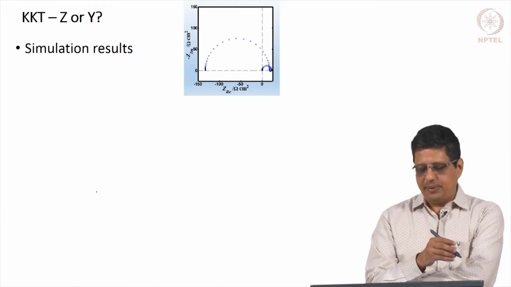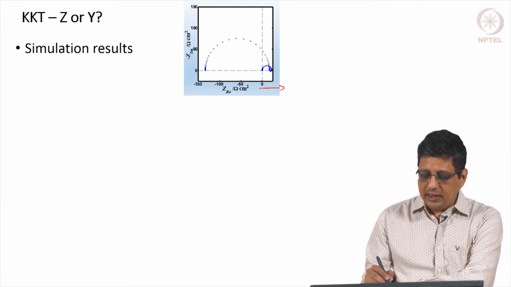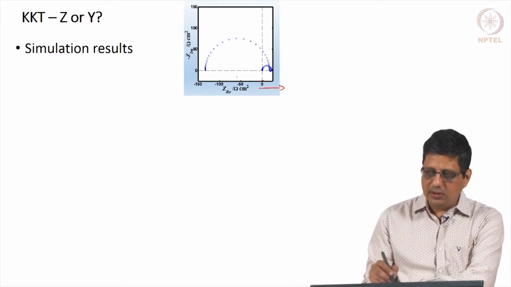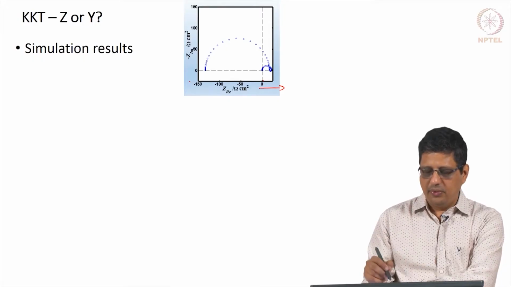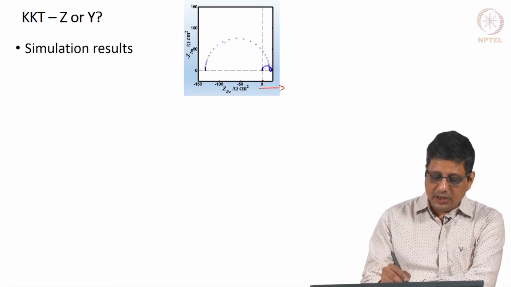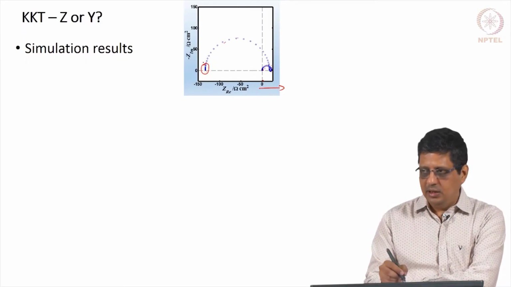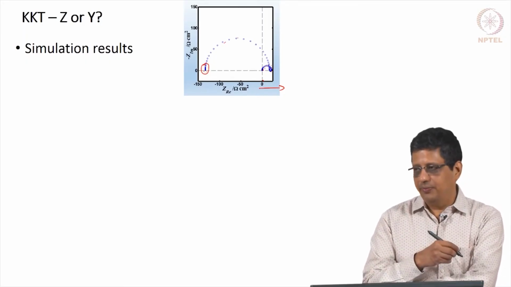This is another example. This is simulation result where the Z real 0 is here and the positive values are on the right side, negative values are on the left side, and the impedance spectrum starts here at the high frequency, goes here, shows a loop and comes down and settles here. You can see there are more points here, it is denser. So, it settles at this value.